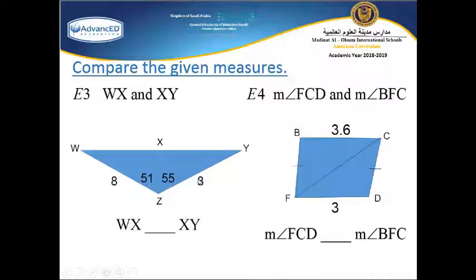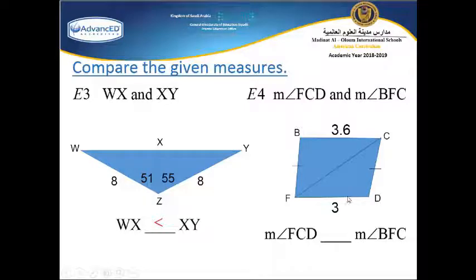Here, let's compare the given measures WX and XY. Here also WX is opposite to the smaller angle, angle 51, but side XY is opposite to the larger angle, angle 55. Then WX is less than XY because it is opposite to the smaller angle 51.